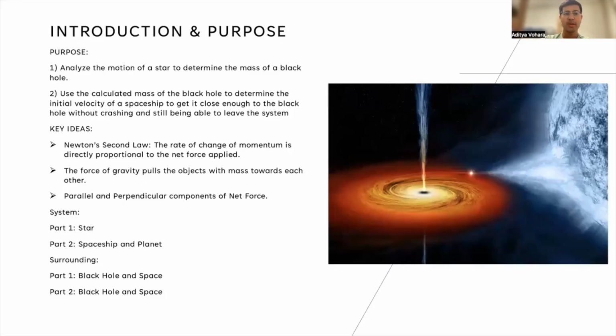The purpose of the experiment is to first analyze the motion of a star to determine the mass of a black hole, and second, use the calculated mass of the black hole to determine the initial velocity of a spaceship to get it close enough to the black hole without crashing and still being able to leave the system.